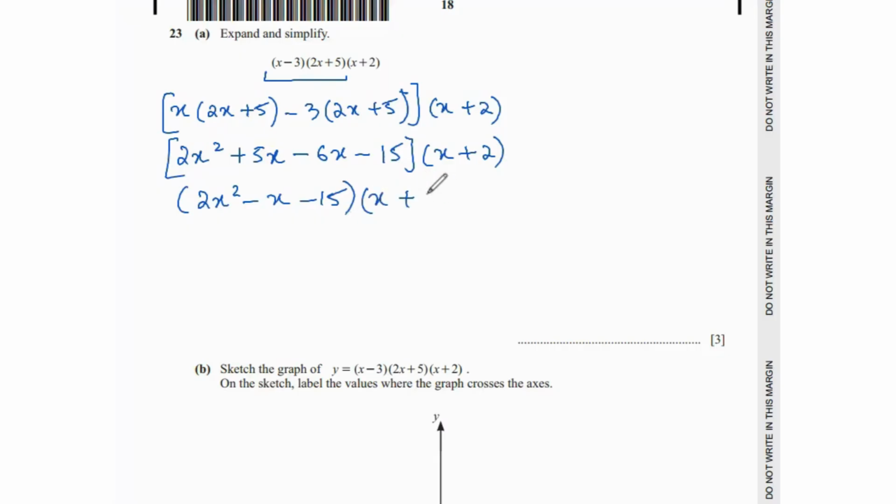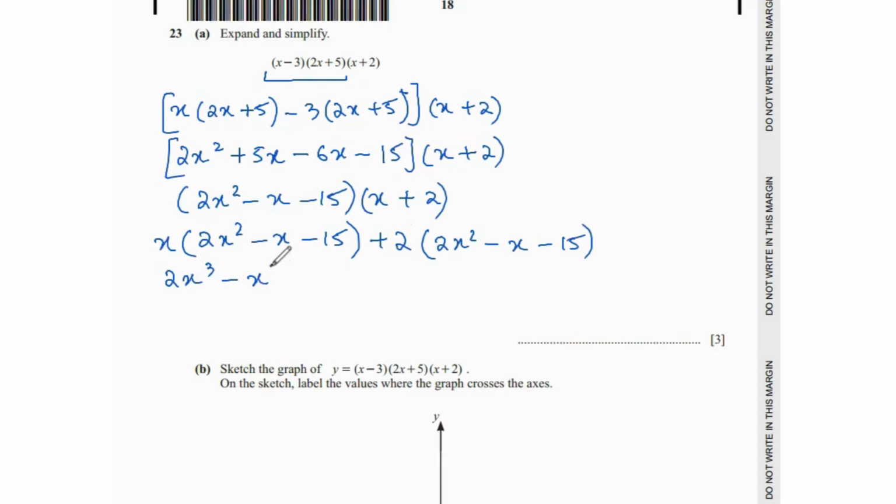Now we're going to multiply these terms with x plus 2. So x times 2x squared minus x minus 15 plus 2 times 2x squared minus x minus 15. That gives 2x cubed minus x squared minus 15x plus 4x squared minus 2x minus 30. Again, combine the like terms. 2x cubed minus x squared plus 4x squared is plus 3x squared, minus 15x minus 2x is minus 17x, and then minus 30. This is your expanded and simplified answer.